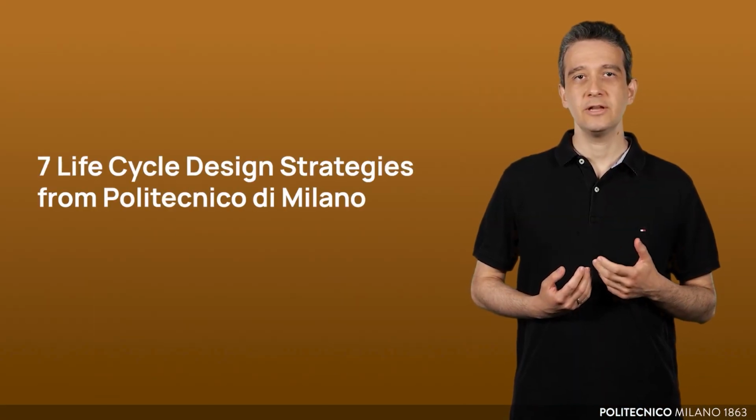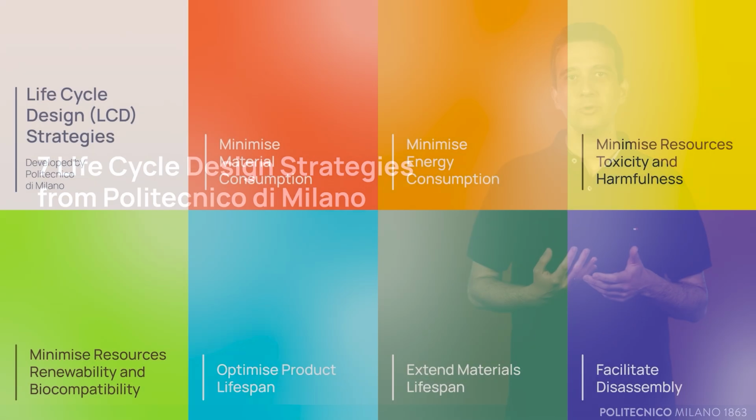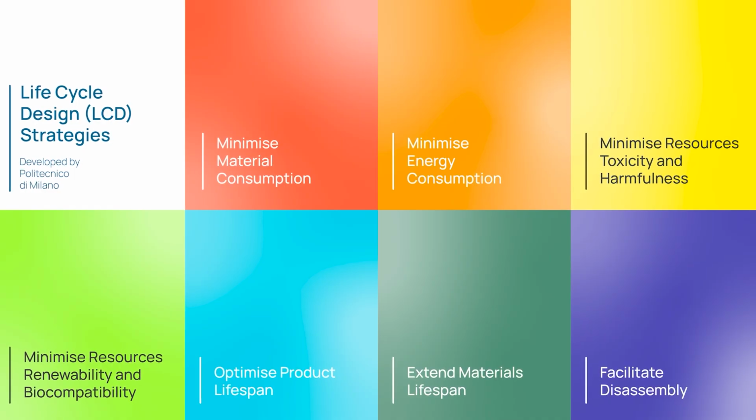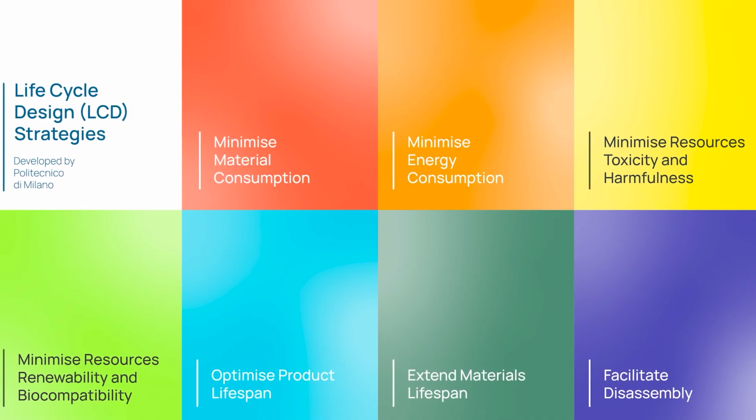In this lesson, we will take a closer look at the 7 life cycle design strategies developed by Politecnico di Milano. These strategies provide practical and concrete guidelines to help designers reduce the environmental impact of their products at different stages of the life cycle in relation to the functional unit. Each of these strategies is divided into several sub-strategies, which we will analyze in detail.